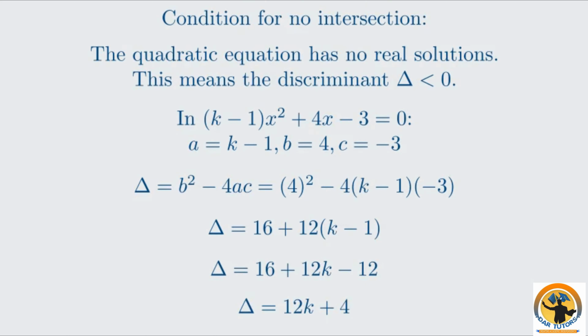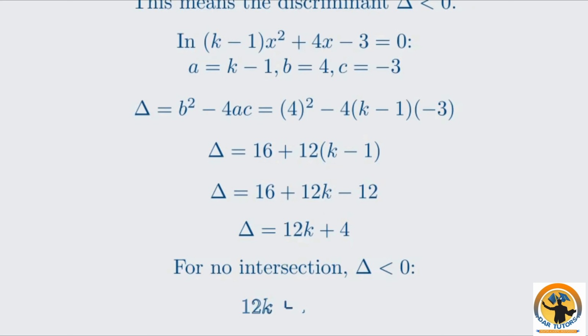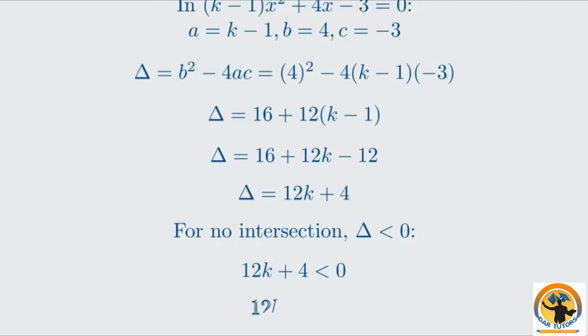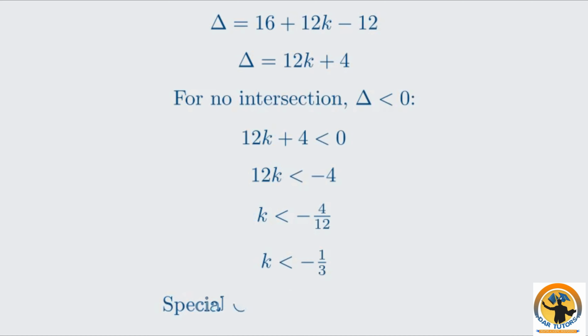Now we apply our condition for no intersection. The discriminant must be less than 0. So 12k plus 4 is less than 0. This is a simple linear inequality. Solving for k, we get 12k is less than negative 4, which means k is less than negative 4 over 12, or negative 1/3.